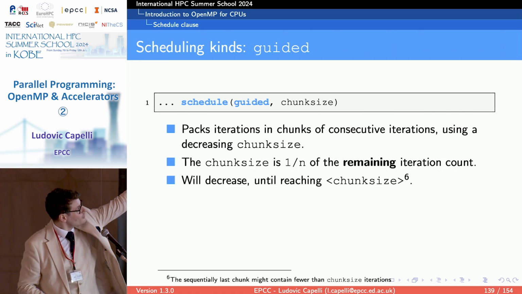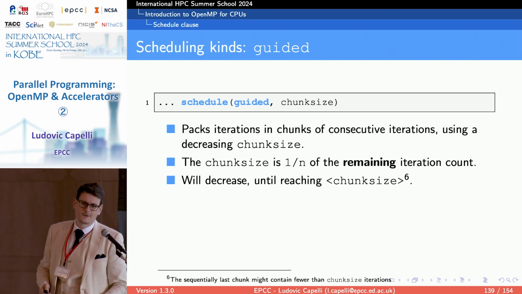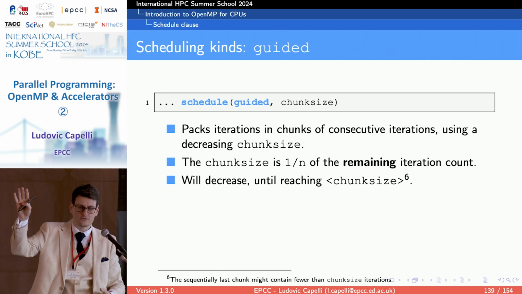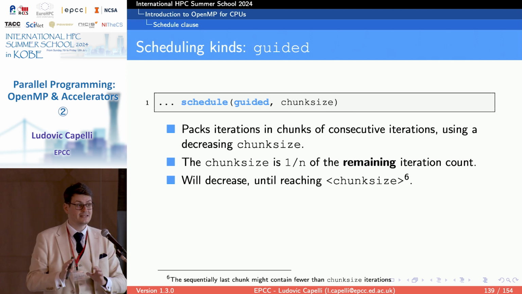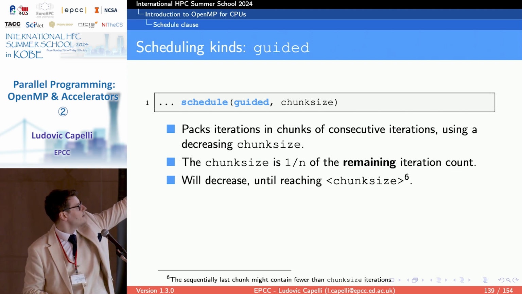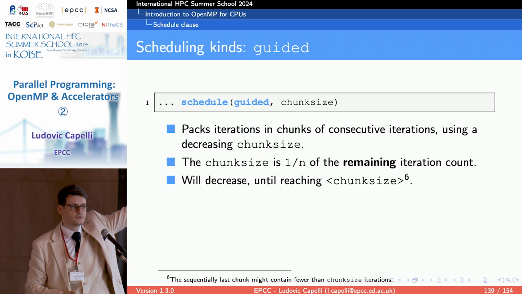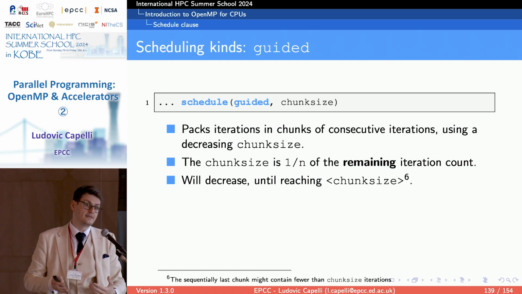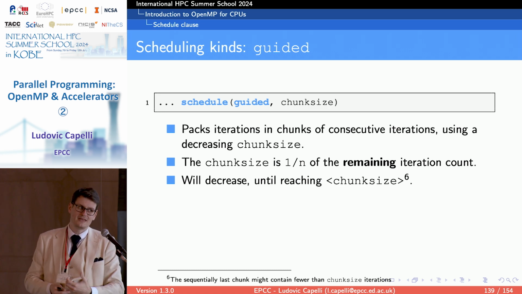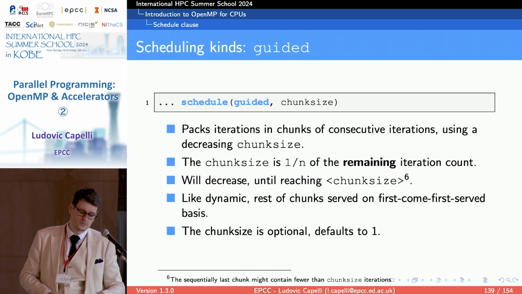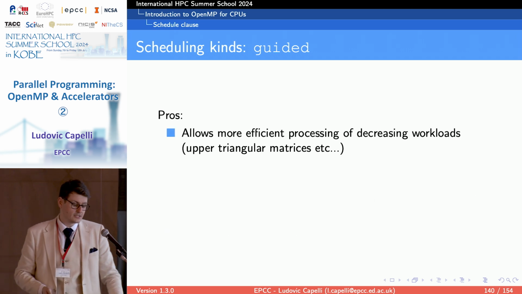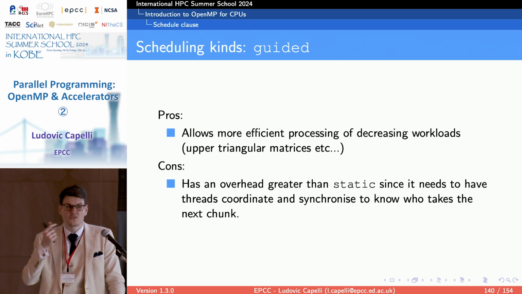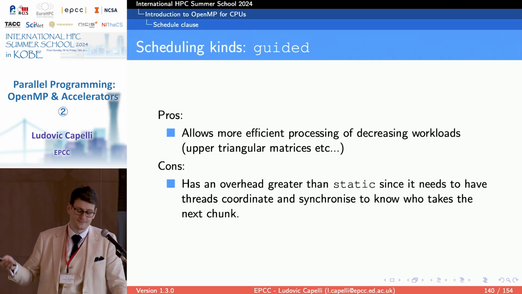The chunk size has a different role here. It says, do your stuff, decrease the number of iterations per chunk, but please never go below 5 iterations per chunk. So chunk size equals 5. You're setting the minimum size to make sure you're not giving chunks at the end that are far too small to make any improvement. By default, it's 1. So guided is really good for all the triangular matrices type of processing, but it also has an overhead that is greater than static.